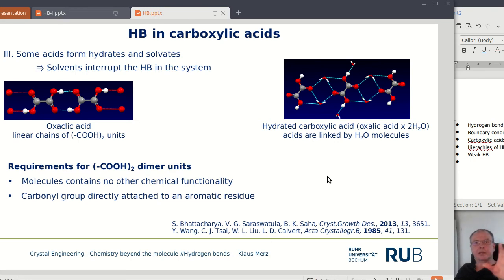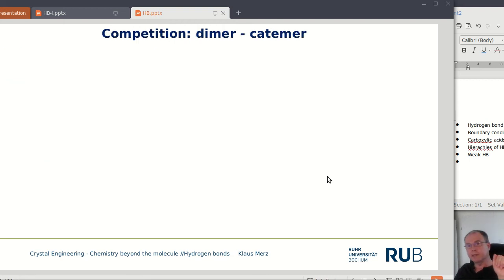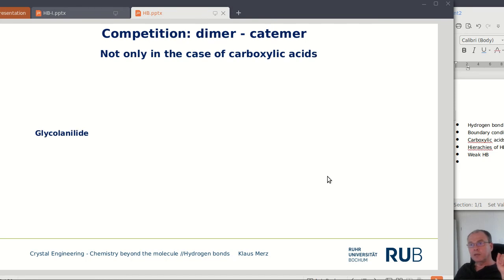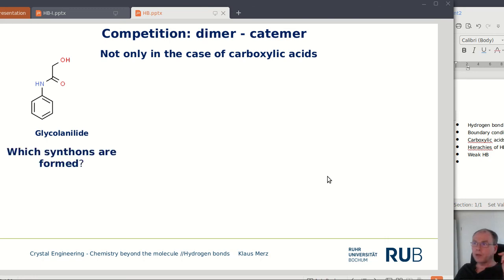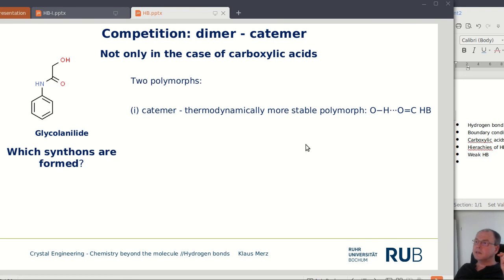The competition between dimer and catemer is not restricted to carboxylic acids. For example, in this glycol analyte, the same problem. If you look at the crystal structure, two polymorphs are known, and what we see is that one is the catemer function, the thermodynamically more stable polymorph. It is a keto function, the keto group here interacts with the hydroxy group. Here, keto with the hydroxy group, forming this catemer.